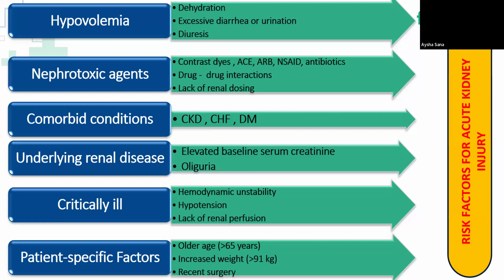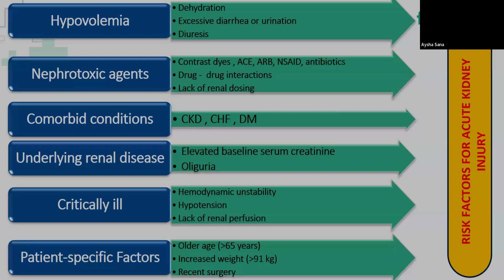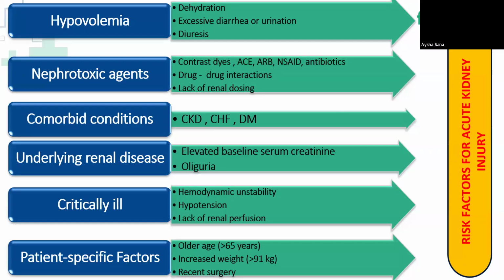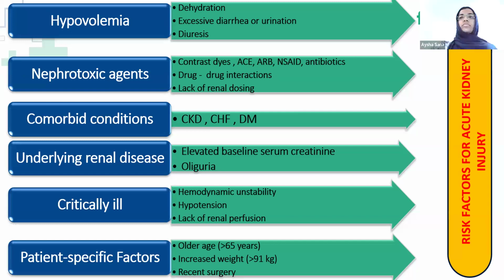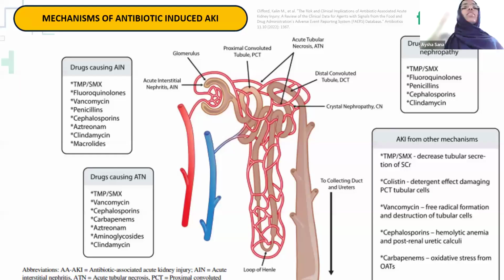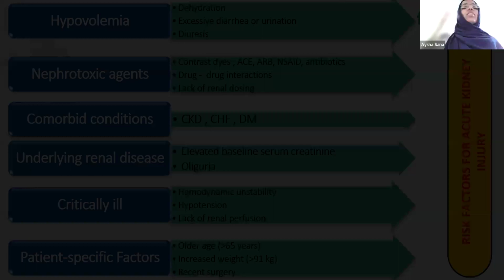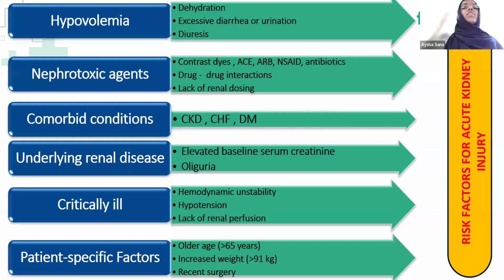Then is administration of nephrotoxic agents. Patients who already have a known renal issue are given nephrotoxic agents like contrast dyes, ACE inhibitors, ARBs, or antibiotics. Or patients who are given drugs with interactions which cause nephrotoxicity, or if there is lack of renal perfusion, that also can result in renal injury.